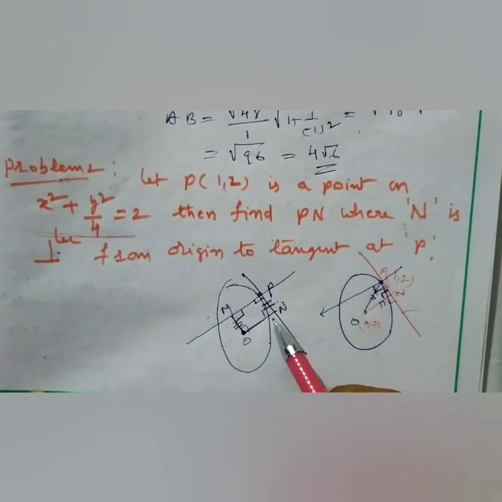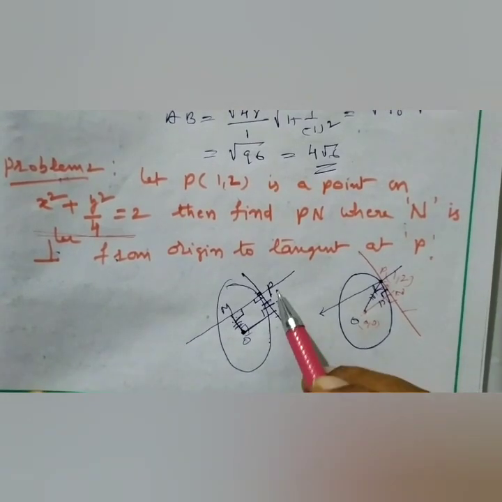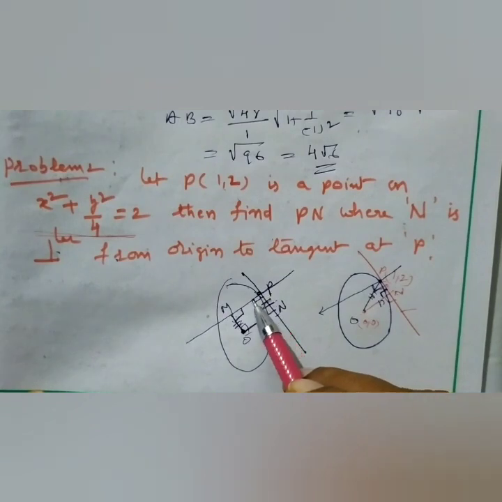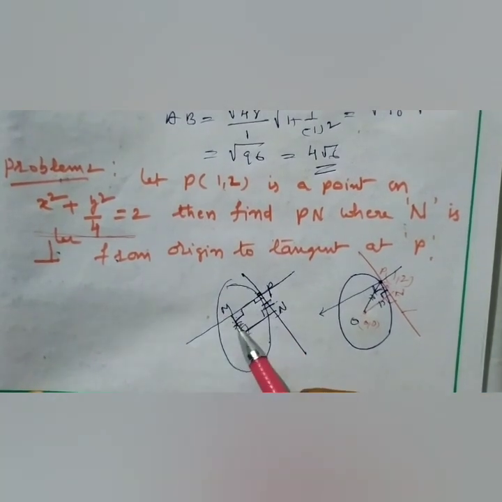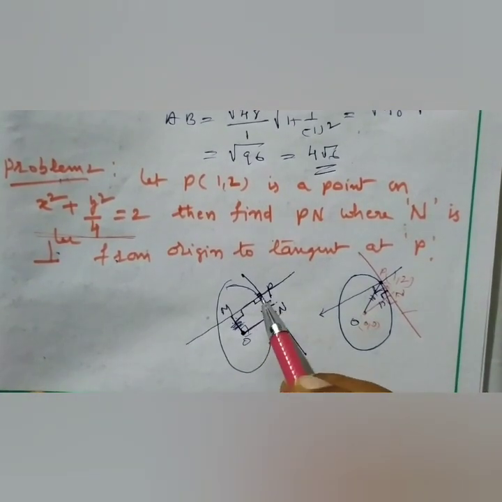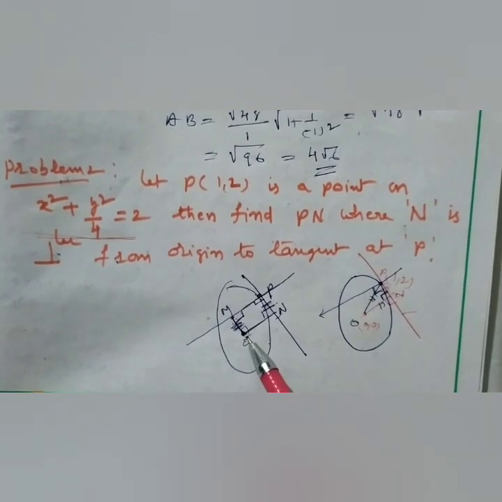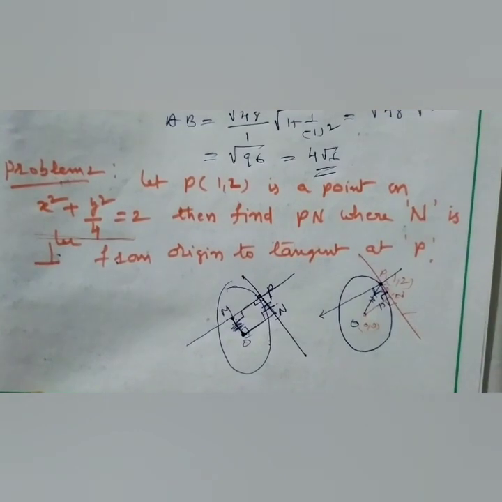So instead of finding this distance, this tangent equation and the distance ON, we need not find all the things. Just find the normal equation at P and the perpendicular distance from origin to the normal. So directly we find the normal equation at P and the perpendicular distance from origin to this normal, that is same as PN. Okay.